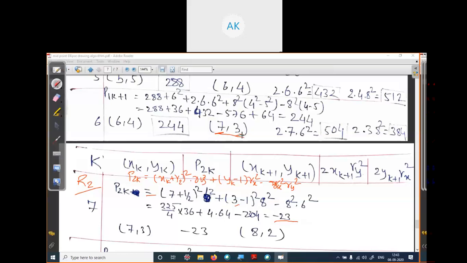What is the last point of region 1? We consider it as region 2's first point, the initial point, and our initial decision parameter value is negative 23. When your value is negative, yk plus 1 changes with unit interval, means 3 becomes 2, and xk plus 1 will be 7 plus 1, which is 8. So our next point will be 8 2.